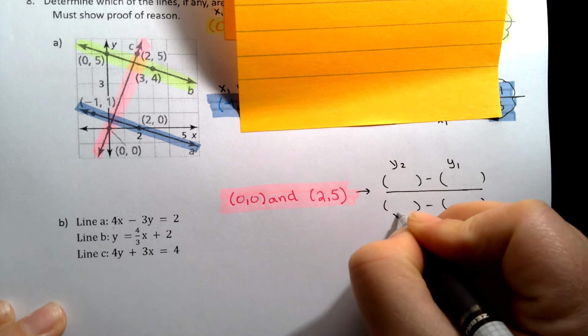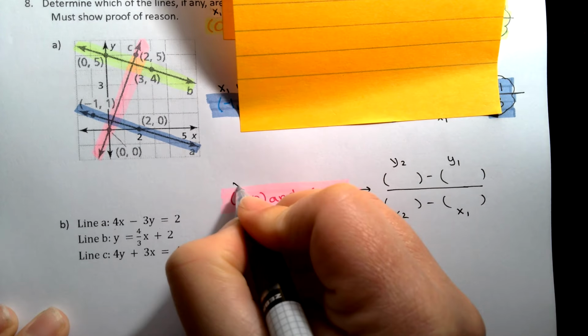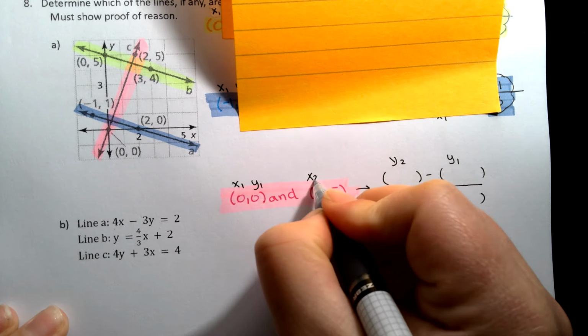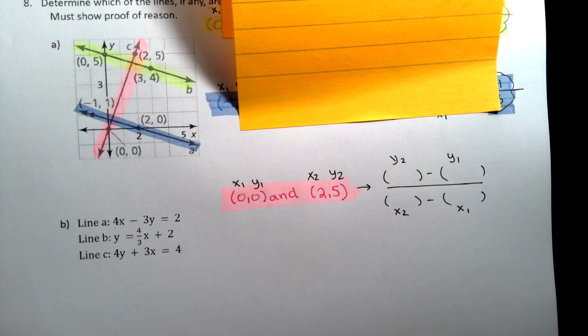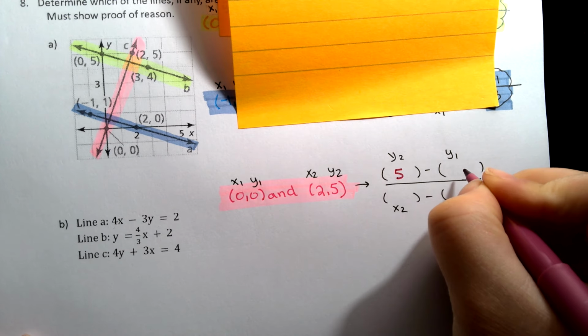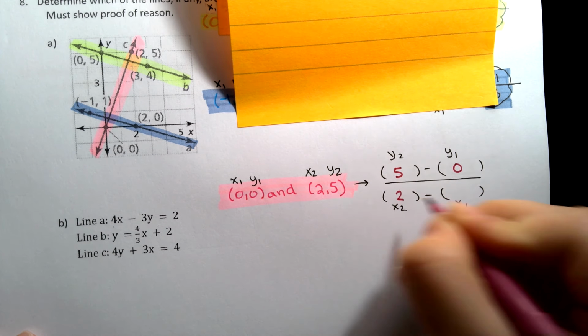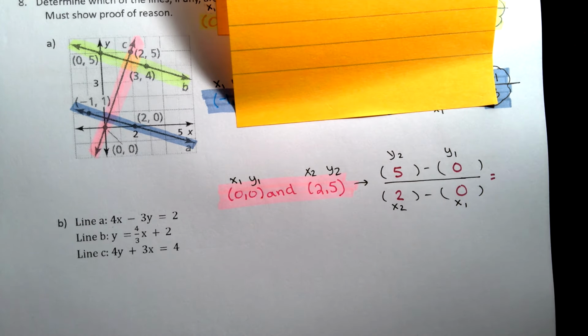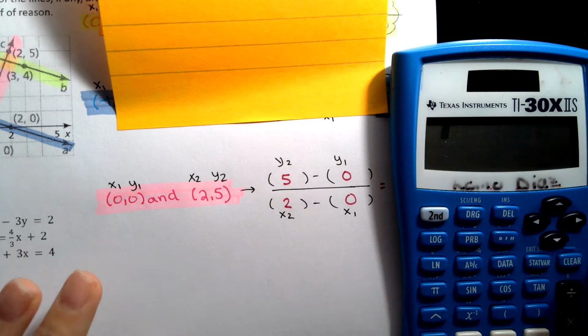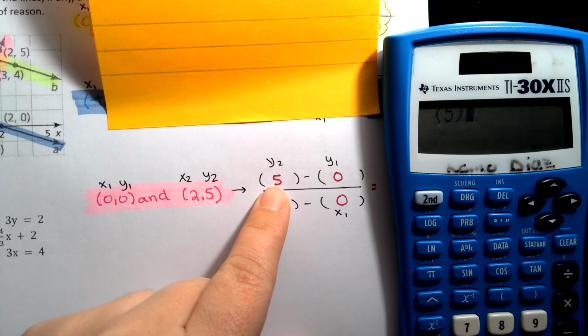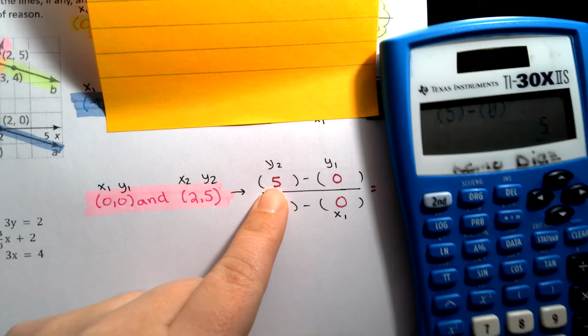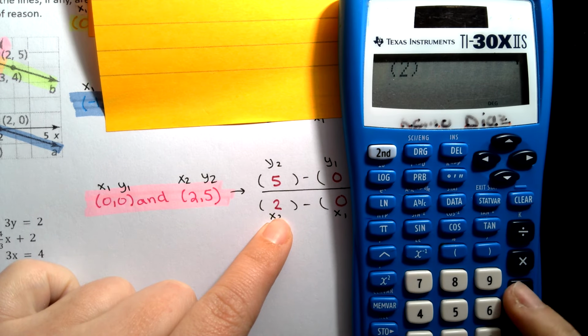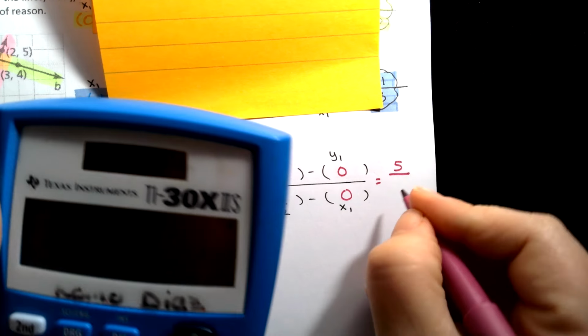So y2 minus y1 over x2 minus x1. Label your points, x1, y1, x2, y2. Y2 is 5, y1 is 0, x2 is 2, x1 is 0. Again, use a calculator if you need to. So this one, 5, open, close it, minus 0, open, close. That's just 5. And then 2, open, close it, minus 0, open, close it. And I get 2.